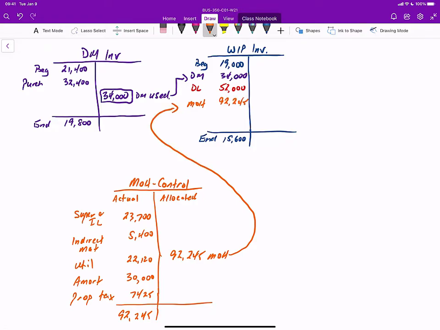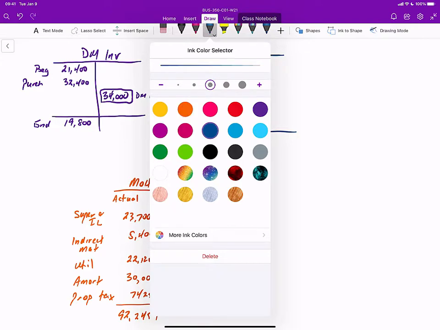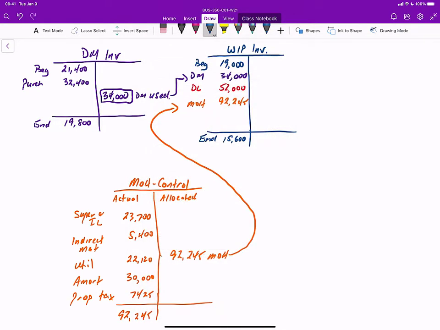So when we do our math, the beginning WIP inventory plus materials, labor, and manufacturing overhead, well, that doesn't equal 15,600. There's something missing. And so there's going to be a credit missing in this account as well of 181,645. That is cost of goods manufactured.